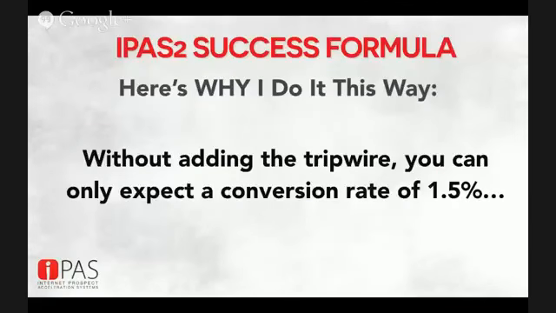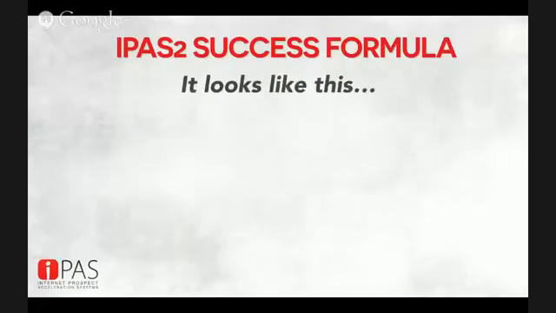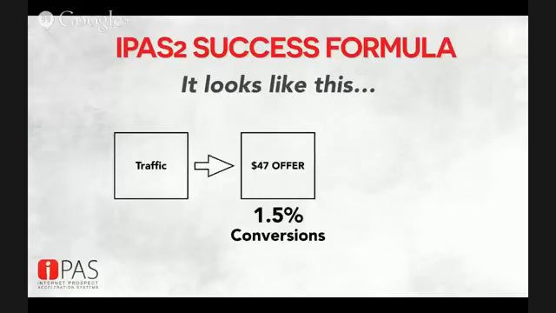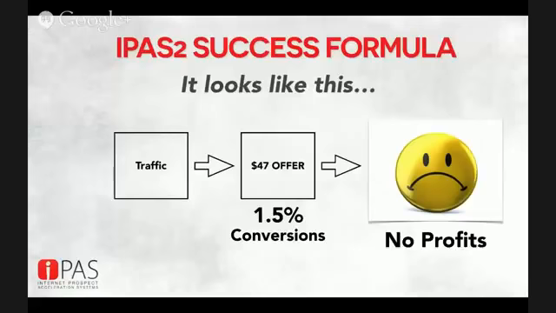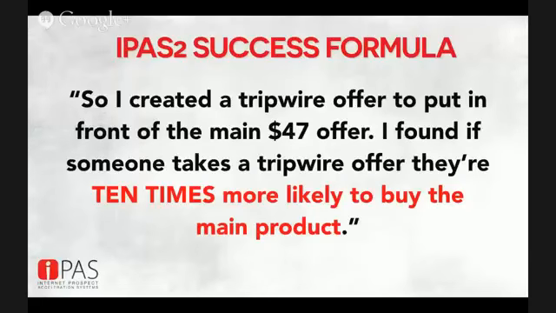Okay? Here's why I did it this way. Without adding a tripwire in front of your main offer, you can only expect a conversion rate of 1.5%. That's pretty standard. So if you're just buying traffic or doing traffic, sending it to some product and trying to sell it, you're going to be converting at 1.5%. Okay? It looks like this. So you have traffic, you have your main offer, 1.5% conversions. You're not going to profit, you guys. It's not going to happen. You guys are going to be in the red and lose money. So I created a tripwire offer to put in front of the main $47 offer.